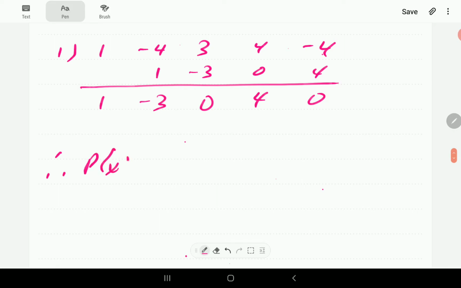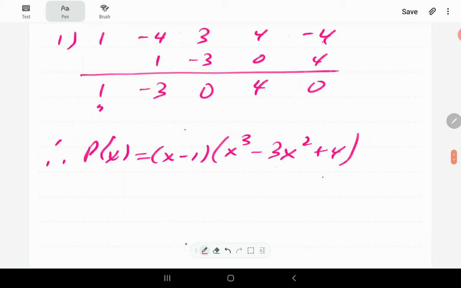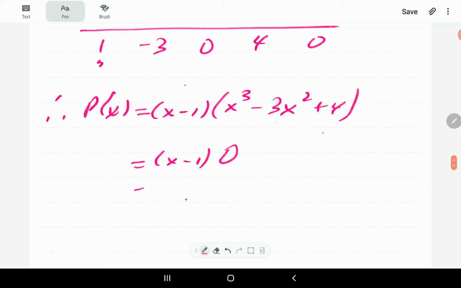So what this is telling us is that our polynomial we can write as x minus 1 times, this is going to be the coefficient of x cubed minus 3x squared plus 4. Okay, so then the next task is going to be to factorize this cubic. So let's write this as x minus 1 times q of x, where q is standing for the quotient. So we are taking this to be equal to that.